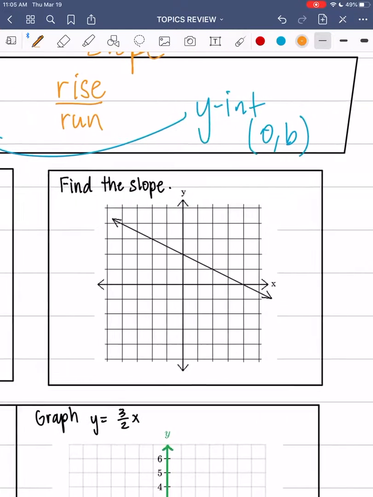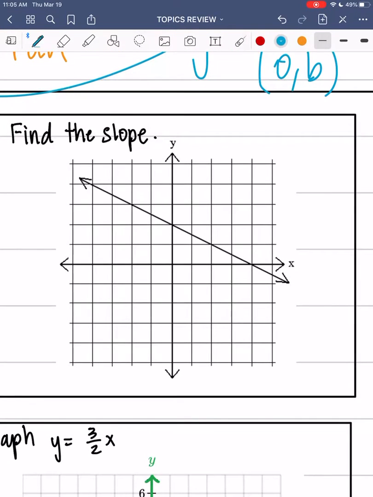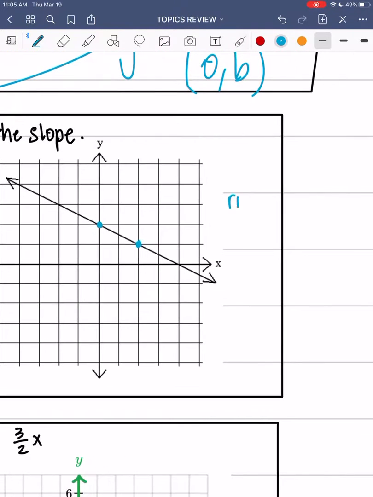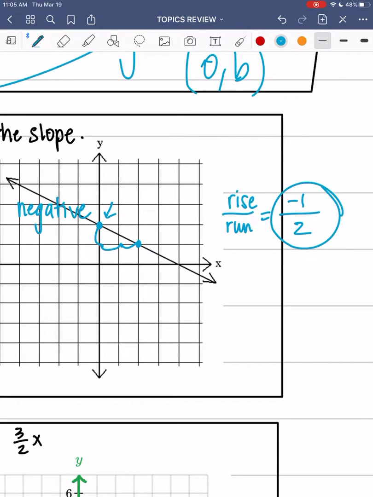Cool. Let's find the slope here. So they didn't give us points. I'm going to pick 2 good ones. That looks like a good one, and that looks like a good one. Okay, so we need to find rise over run. If we start from here, I like to go from left to right. Our rise is down 1, which is a negative 1, and our run is right 2, which is a positive 2. So we end up with negative 1/2. And we would expect this to be negative because the line is going down, so that's good.